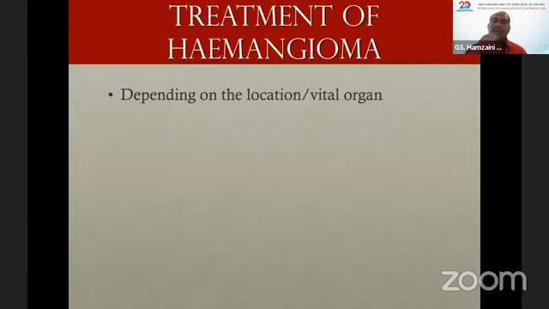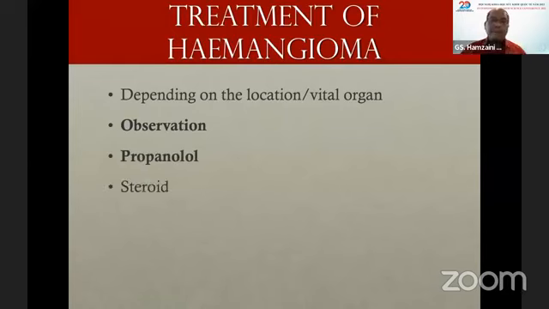Yeah. So what is the treatment of hemangioma? Depending on the location and whether it involves a vital organ or not. Number one is observation, because if you look at the graph that I showed you earlier, it will regress and the swelling will disappear. So observation number one, if it is not in an important vital organ, then we observe. If it is in a vital organ or if it is in the phase where the parents are very worried, then we start the patient on propranolol.